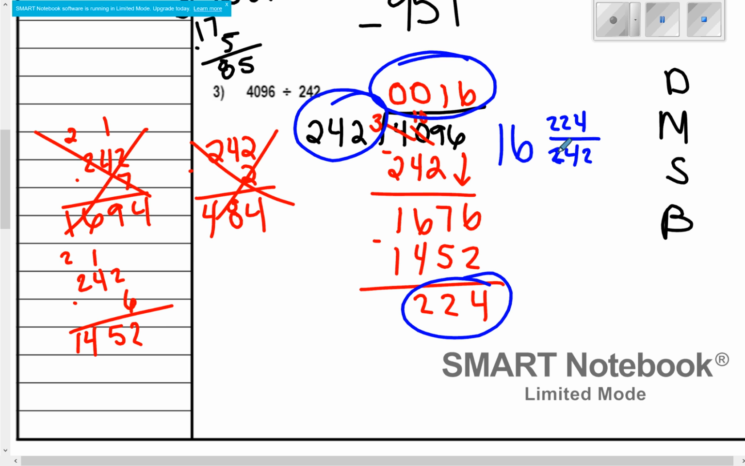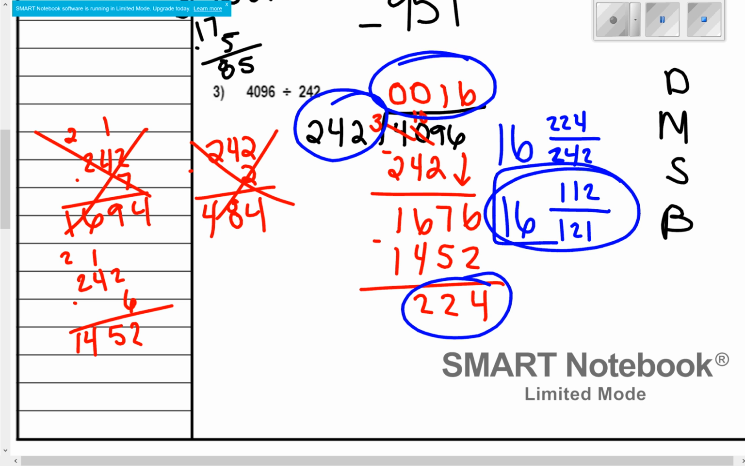Okay. These are both even numbers. They can be divided by 2, so we do want to simplify that. What that simplifies down to is 112 over 121. This right here is our final answer.